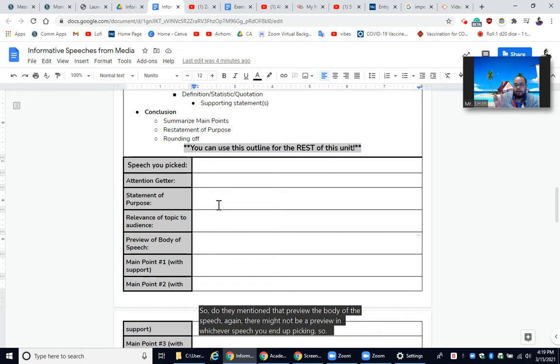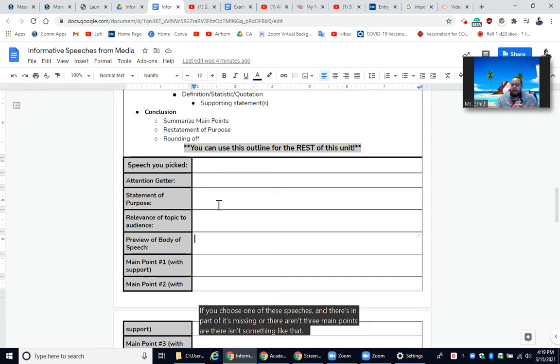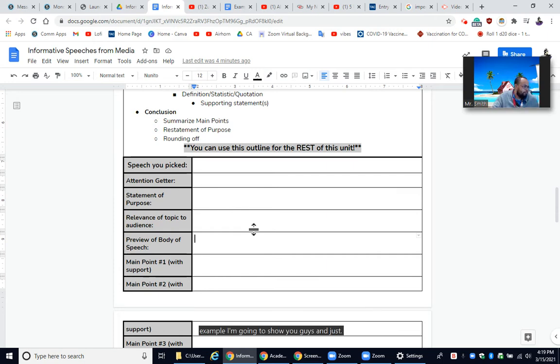So let's actually talk about that. If you choose one of these speeches and part of it is missing, or there aren't 3 main points, or there isn't something like that, you are allowed to put in what you can find. And if you can find all the parts in each of these speeches, that's great. But if you can't find it, it's important that you explain why you couldn't find that. But you'll see that in my teacher example that I'm going to show you guys in just a moment.